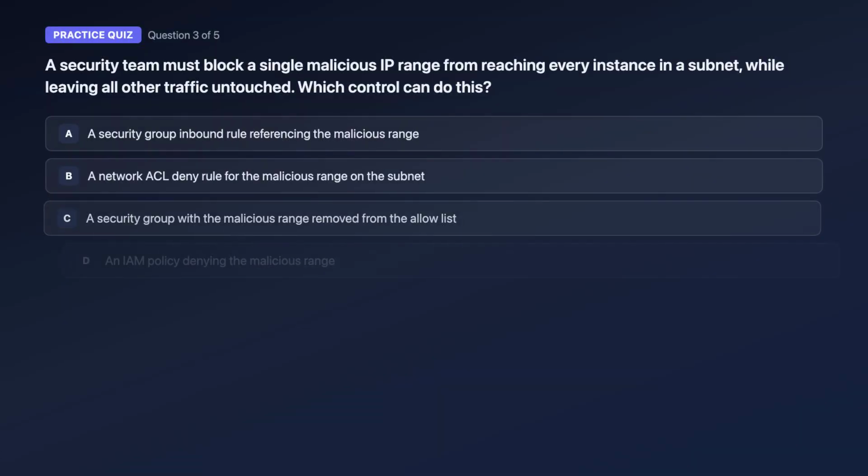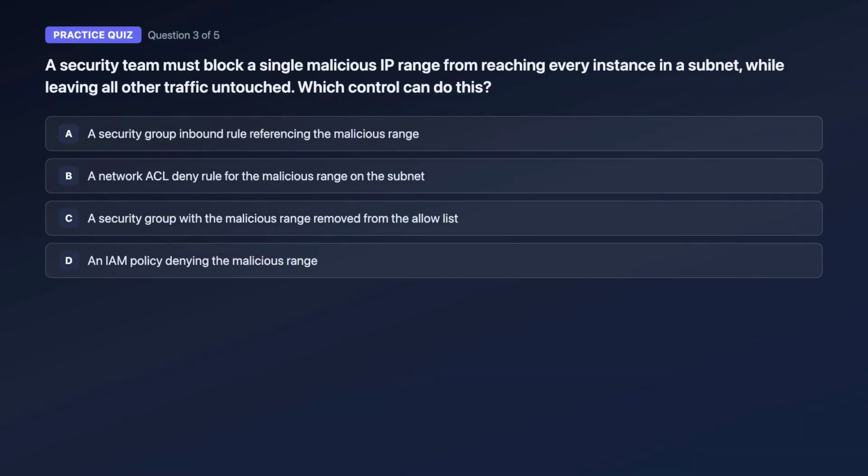Question 3. A security team must block a single malicious IP range from reaching every instance in a subnet while leaving all other traffic untouched. Which control can do this?